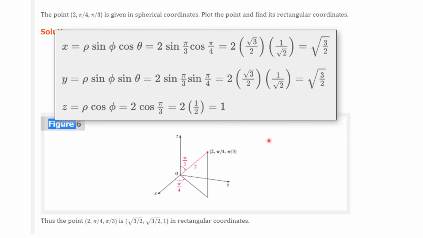And if I were to plot this point, I would go out in the x direction, square root of 3 over 2, and in both the x and y, and then I would go up 1. And so these are the coordinates that you should get in rectangular coordinates.